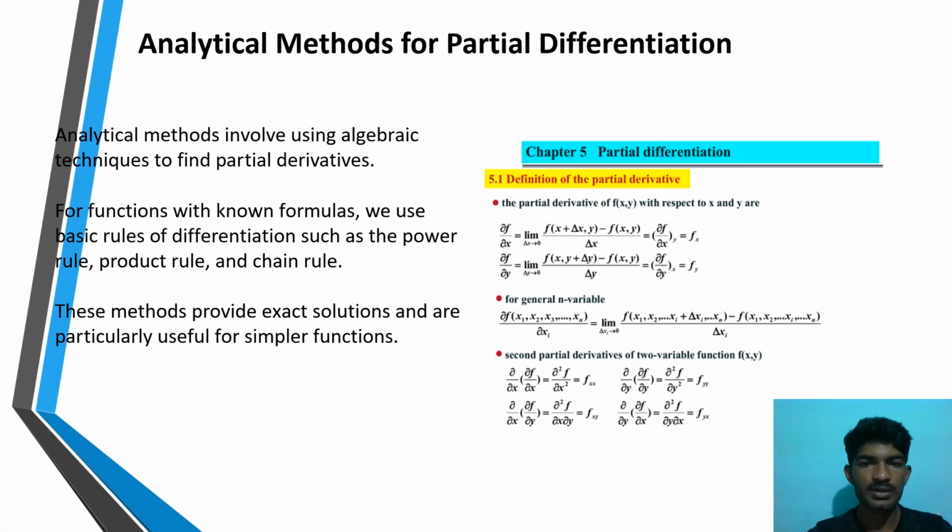Analytical methods for partial differentiation. Analytical methods involve using algebraic techniques to find partial derivatives. For functions with known formulas, we use basic rules of differentiation such as the power rule, product rule, and chain rule. These methods provide exact solutions and are particularly useful for simple functions.